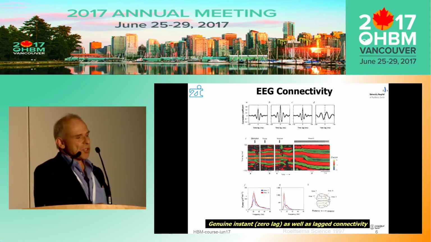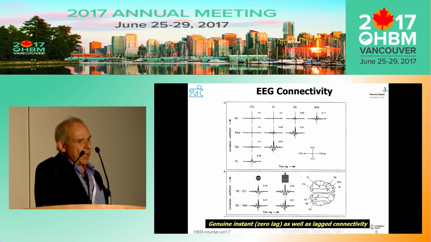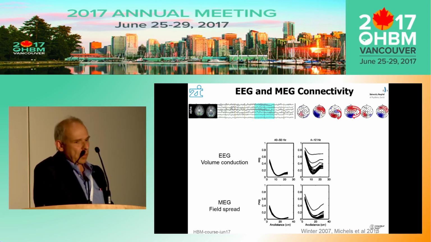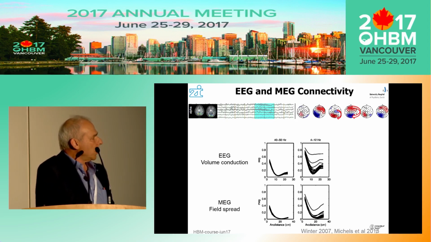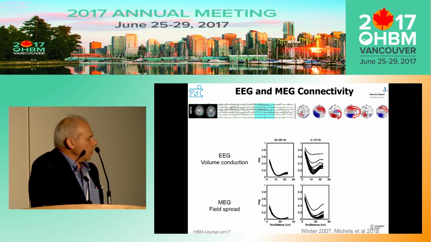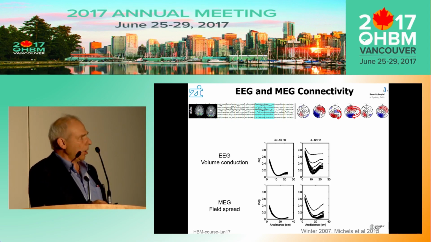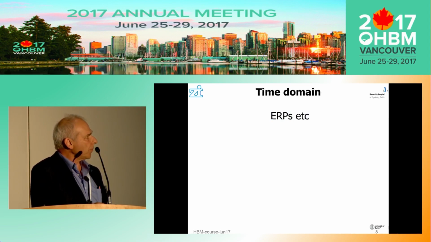These slides show that non-lagged instantaneous correlations do have a physiological reality. Obviously, they're very prominent and very strong if you look at intracranial recordings in the animal literature. And they obviously also have a reality due to volume conduction, which is found across all frequency bands.